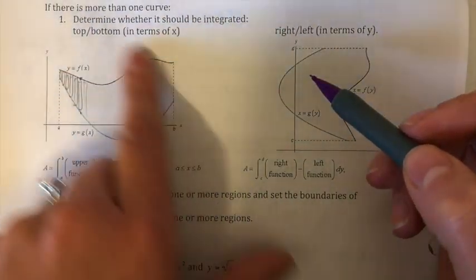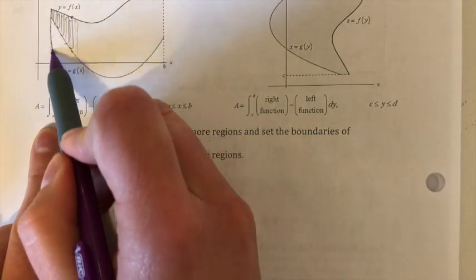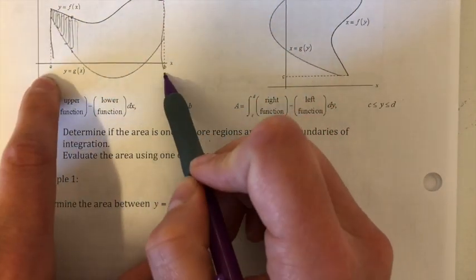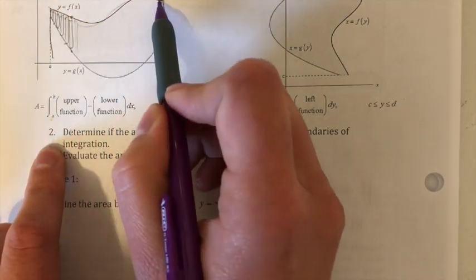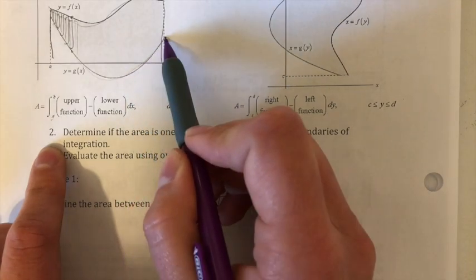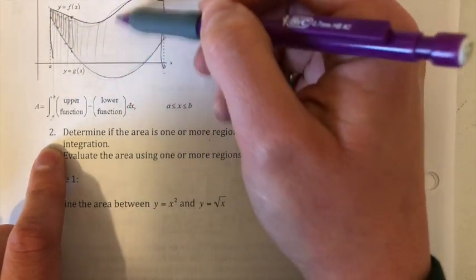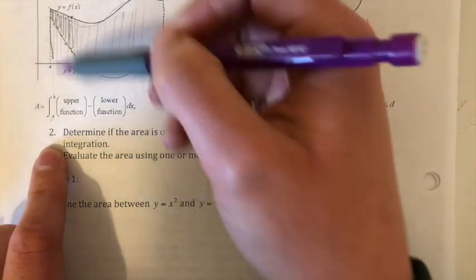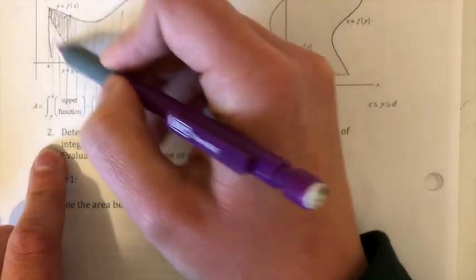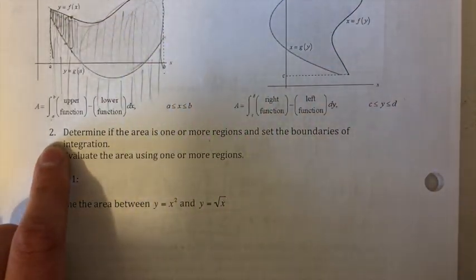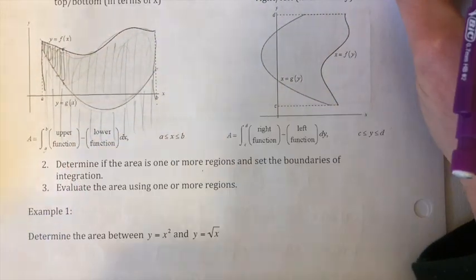So that's our default, in which case the area is going to be in between whatever our boundaries are. So in this case, a and b, the integral from a to b of whatever the upper function is minus whatever the lower function is. Because the upper function is actually going to get us everything under there. And then the lower function, we're subtracting all of this. Okay, so then we're just left with that shaded area, okay?